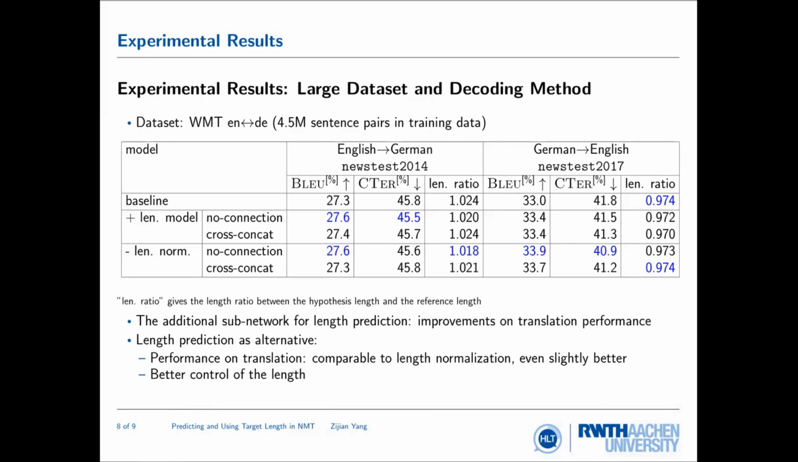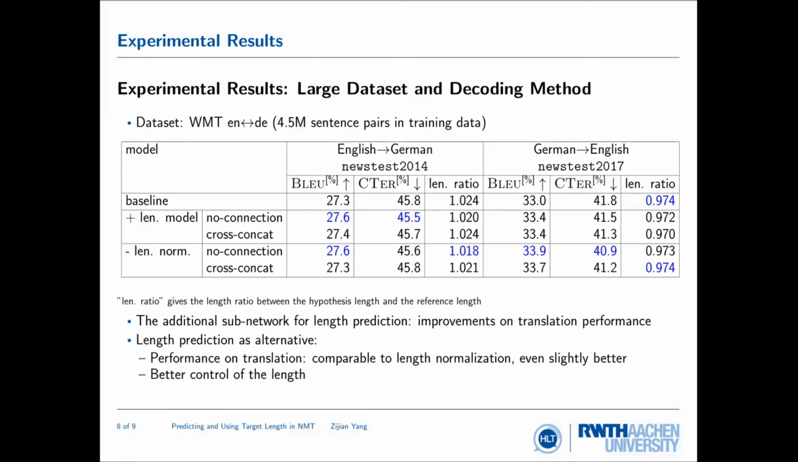Then we train our model on a large dataset, WMT English-German dataset. Here plus length model indicates that the length prediction subnetwork is added to the baseline architecture. Minus length normalization denotes that the predicted length is used during decoding as an alternative to the length normalization. The additional subnetwork for length prediction improved the BLEU score by up to 0.9% over the strong baseline model.